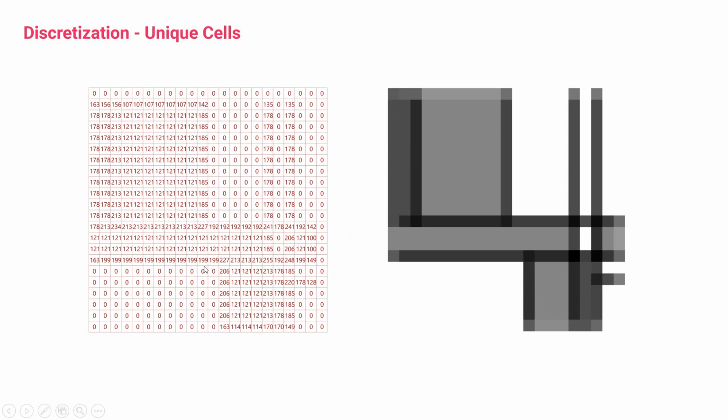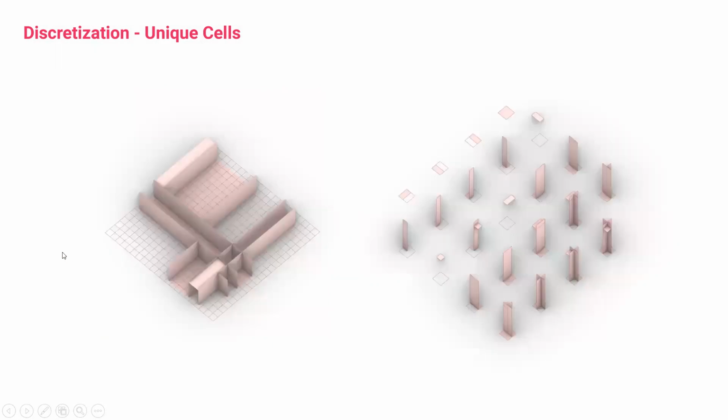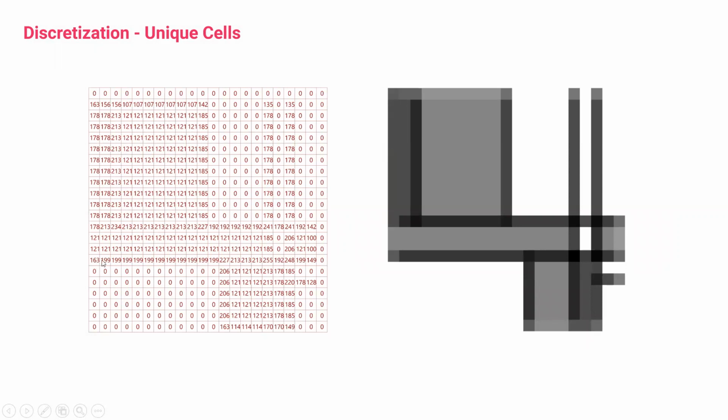For example, this bottom left is all 0 because there's no geometry over here. If you notice this wall, which goes from the left to the right all throughout, you'll find these numbers 199, 199, 199 repeated all across. Now, just as an example, for this wall, the first value is 163, whereas the second value is 199.